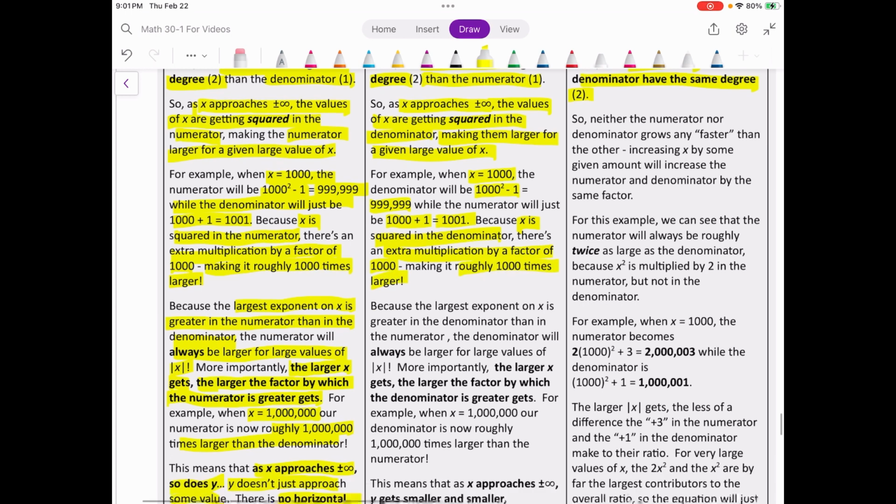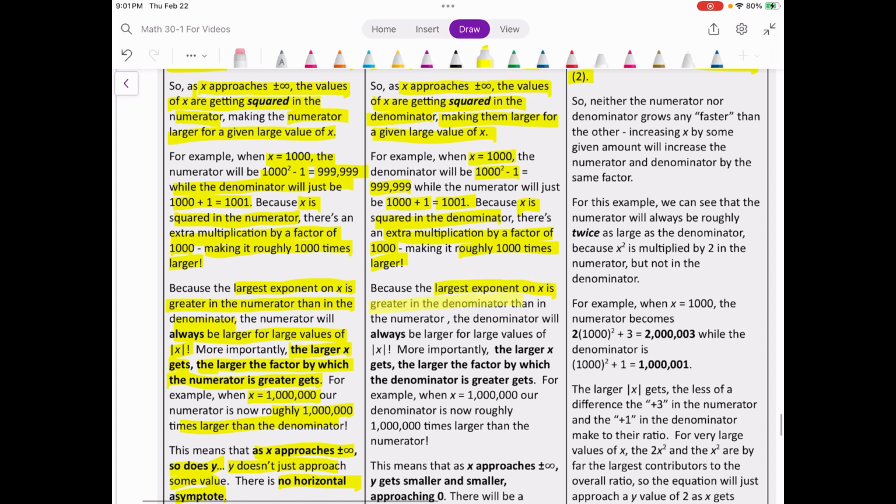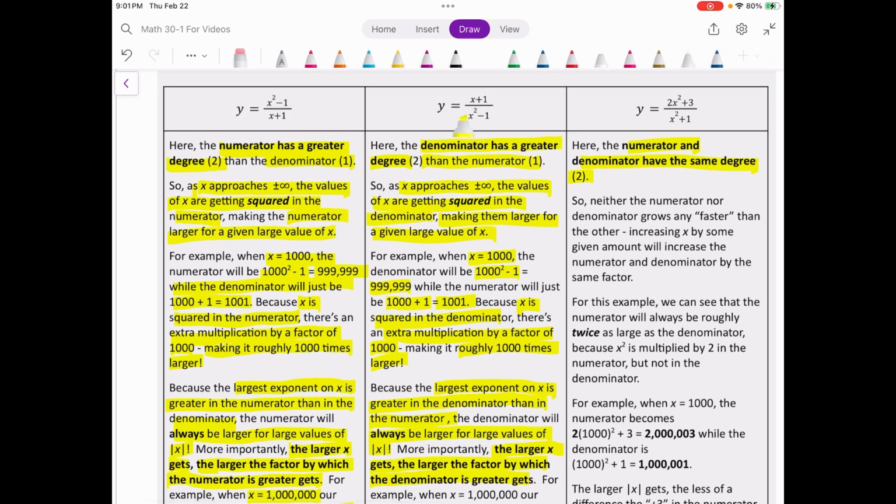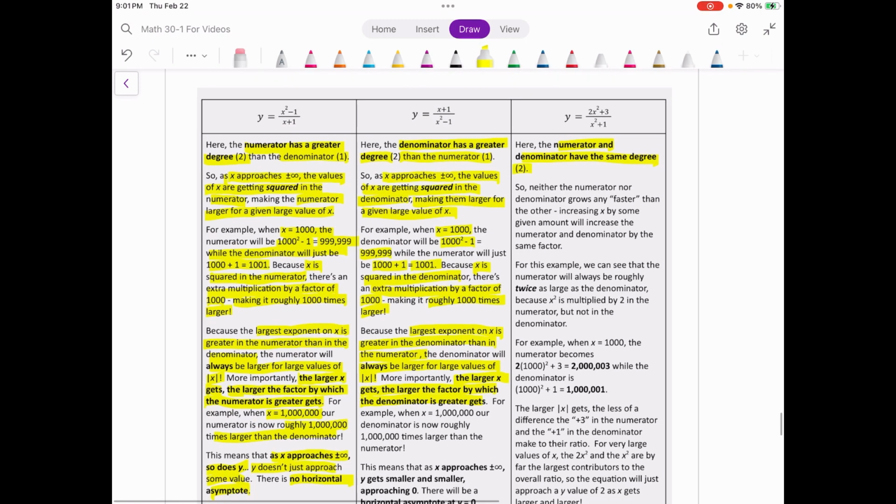And same logic, because the largest exponent on x is greater in the denominator than in the numerator, the denominator is always going to be larger for large values of x. More importantly, the larger x gets, the larger the factor by which the denominator is greater than the numerator, right? Same as we talked about before, except now it's the denominator that's much larger than the numerator. When x is 1,000,000, our denominator is now roughly 1,000,000 times larger than the numerator, because it's 1,000,000 times 1,000,000 versus just 1,000,000. When x is 1,000,000,000, the denominator is about 1,000,000,000 times larger than the numerator, right?